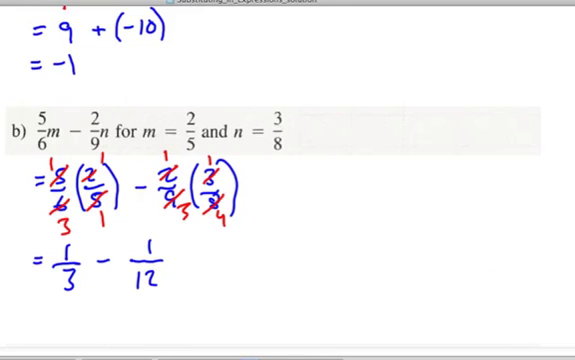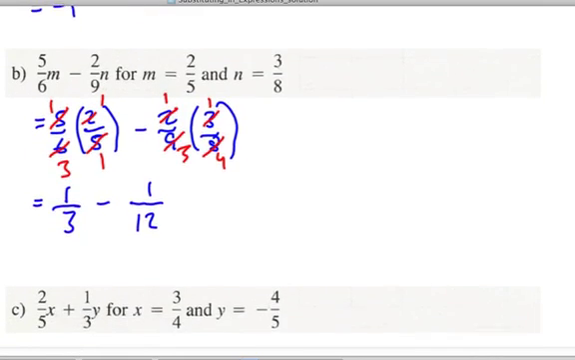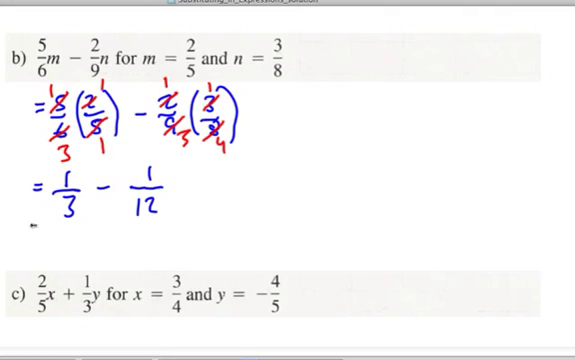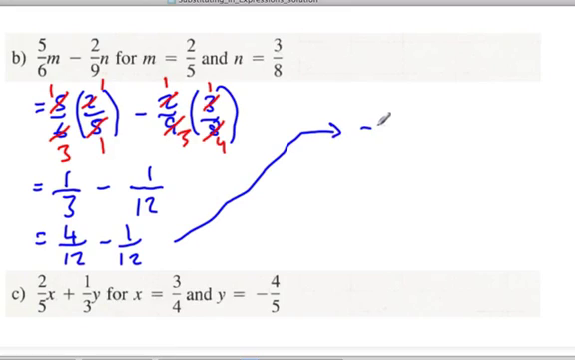To subtract the fractions, we need a common denominator. Common denominator here is going to be 12. So 1/3, the equivalent fraction with a denominator of 12 is 4 over 12 minus 1 over 12. And this is equal to 3 over 12, which you should recognize reduces to 1/4.